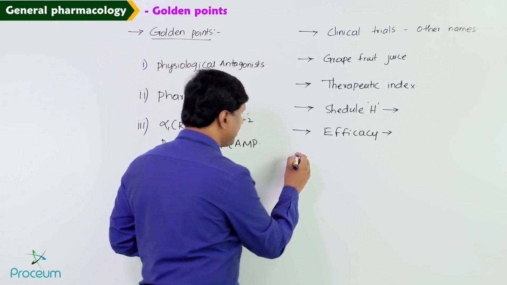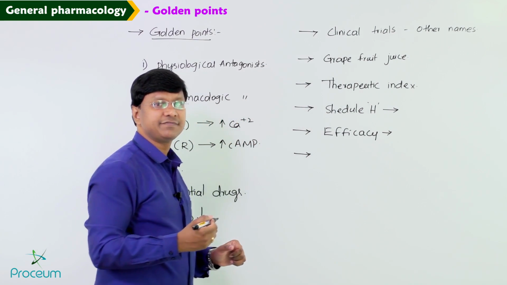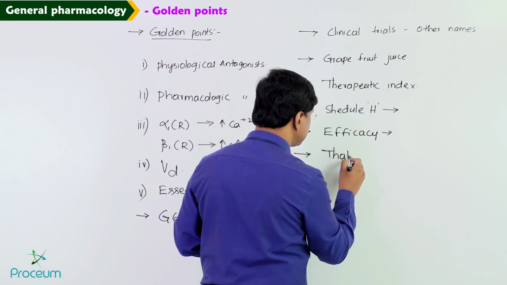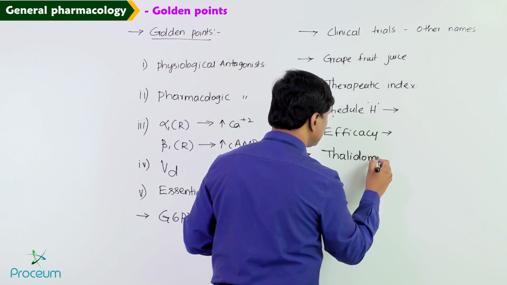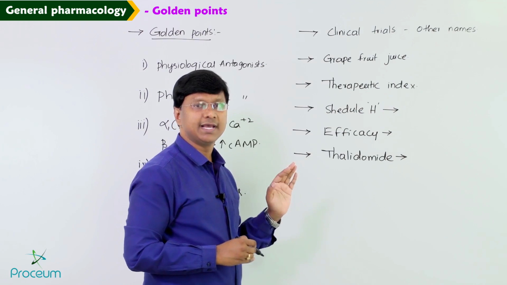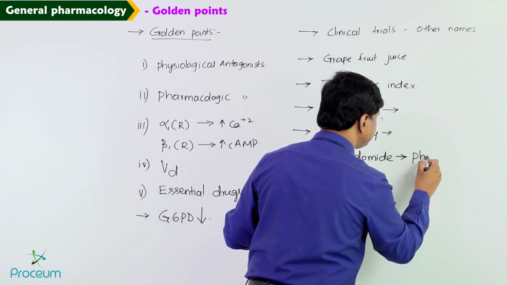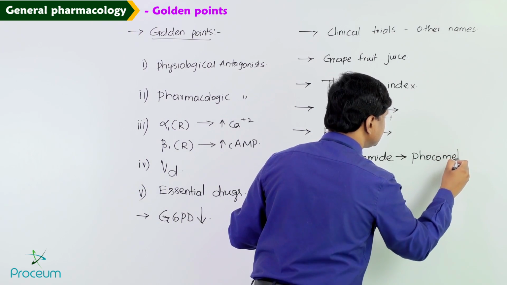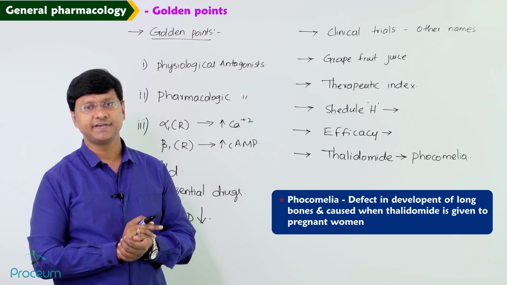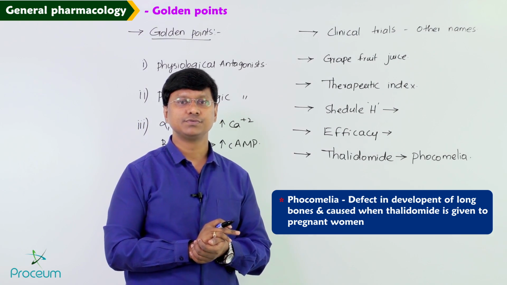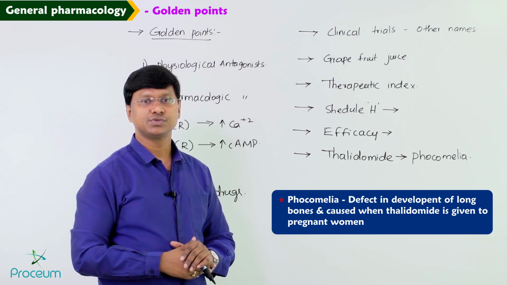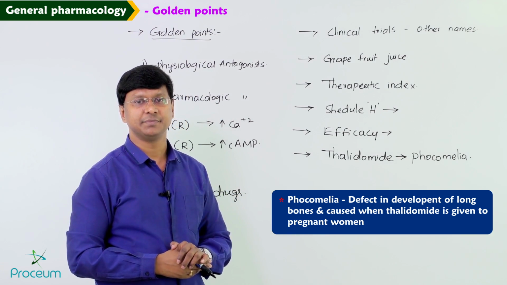Next, now regarding the important adverse effects caused by thalidomide. Thalidomide will cause long-term effects. It causes phocomelia. Remember, phocomelia is a defect in the development of long bones, and it is caused by thalidomide when given to pregnant females. So that is an important point regarding thalidomide.